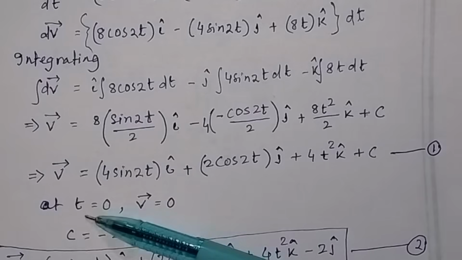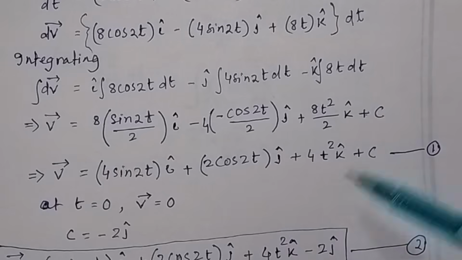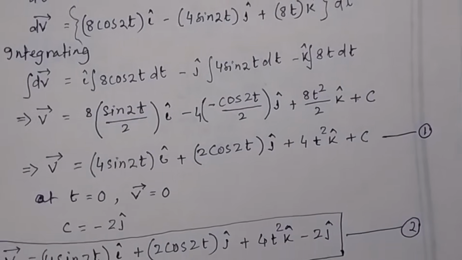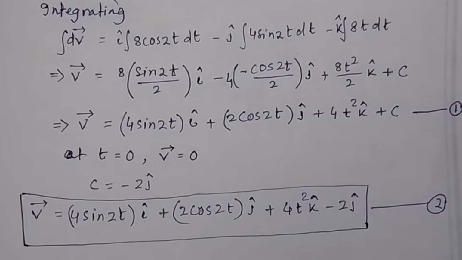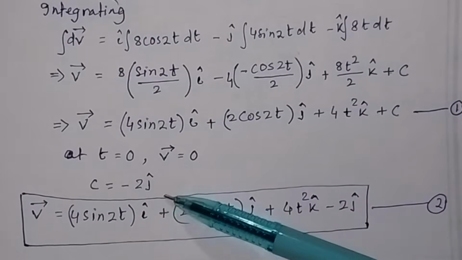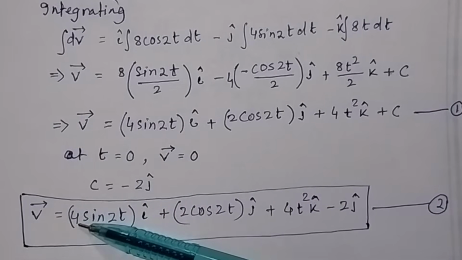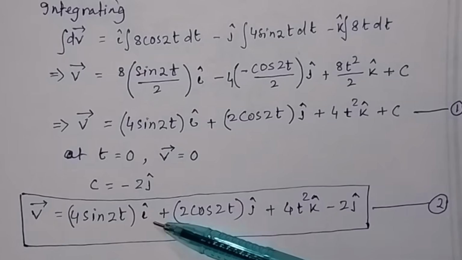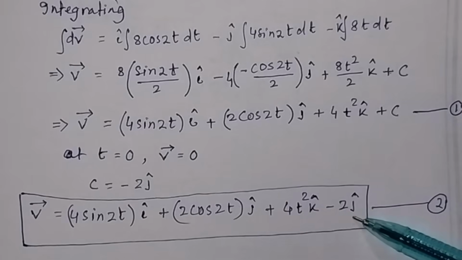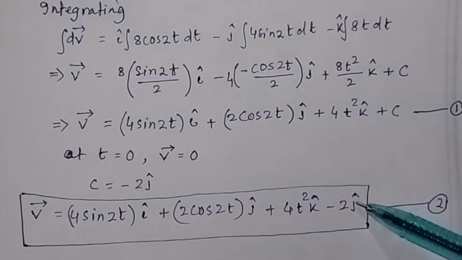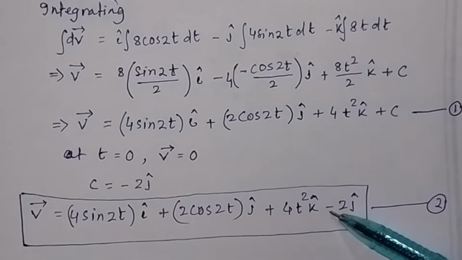So you put the value of c, the constant of integration, in equation 1, so that we get the equation for velocity. If you put c = −2 j cap here, then velocity will be equal to 4 sin 2t i cap + 2 cos 2t j cap + 4t square k cap − 2 j cap, and this is your equation for the velocity.